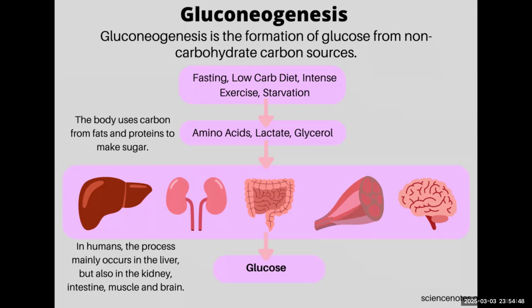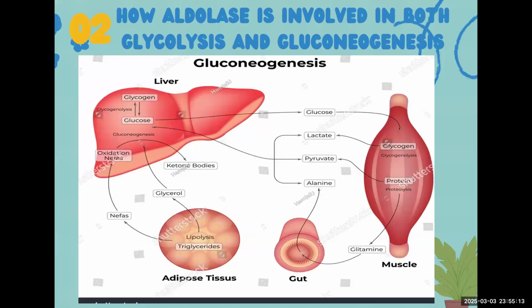This fat or protein is not necessarily present only in the liver; we can find it in the kidney or different body parts like the brain, the small intestine, and the large intestine. That was the overview for glycolysis and gluconeogenesis.